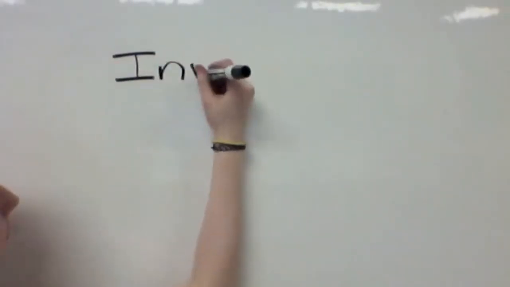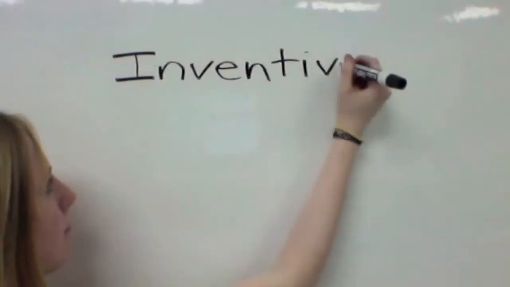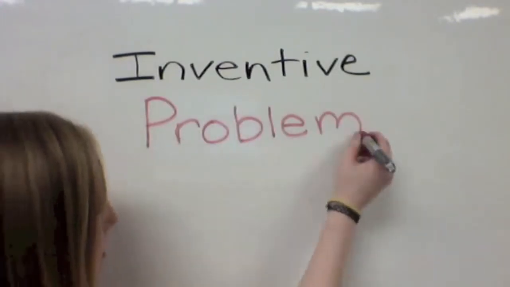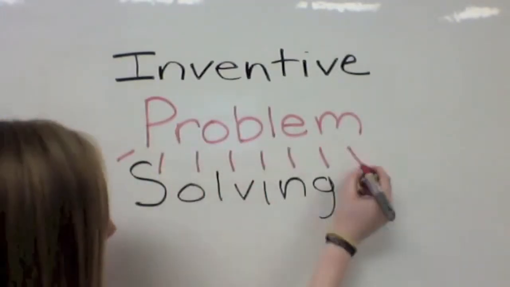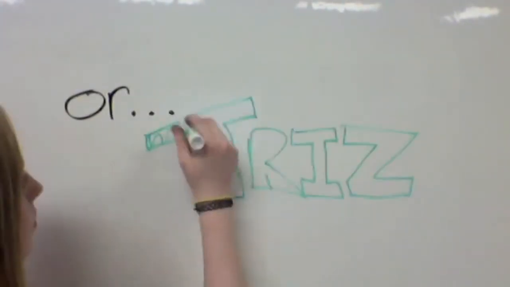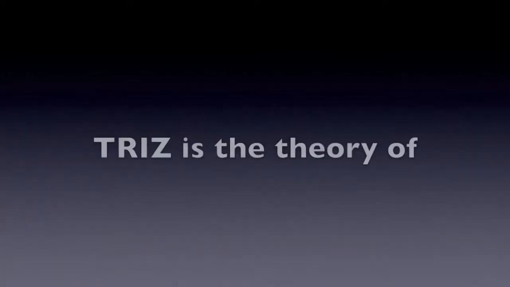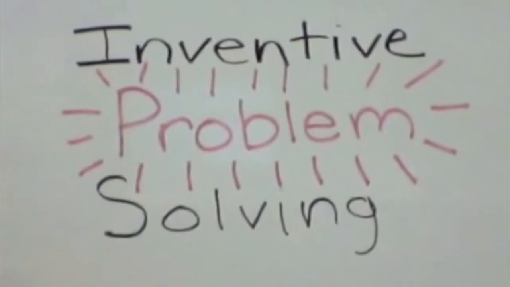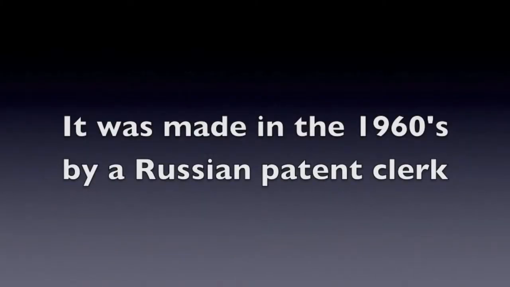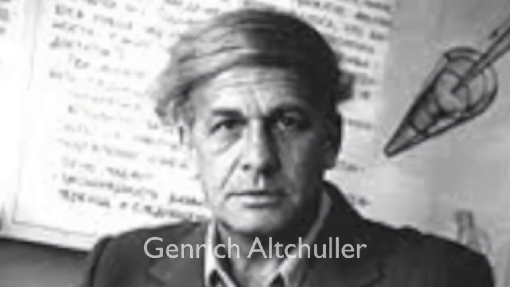What is one way to improve one characteristic of your problem while keeping another? That, my friends, is inventive problem solving. Or TRIZ. TRIZ is a theory of inventive problem solving. It was made in the 1960s by a Russian patent clerk, Genrich Oechler.